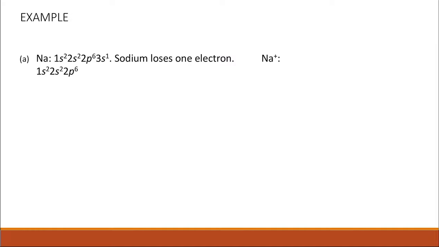So let's look at sodium. This is the electronic configuration of sodium. As you can see, this is the valence electron. The sodium ion, which is Na plus, is going to lose this electron from the 3s1 orbital. So it's going to be 1s2, 2s2, and then 2p6.